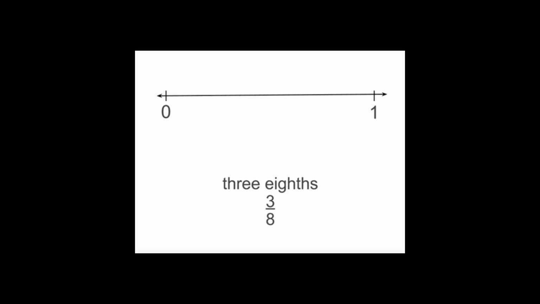What about 3/8? This time, we divide the line into 8 equal parts, and 3/8 is the third point along. You can also see where our quarters are. So 2/8 is the same as 1/4, 4/8 is the same as 2/4, and 6/8 is the same as 3/4.